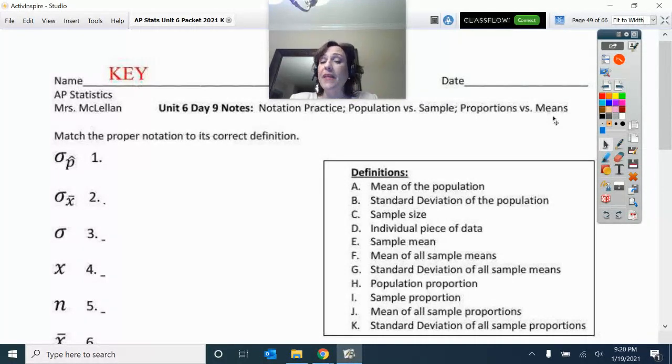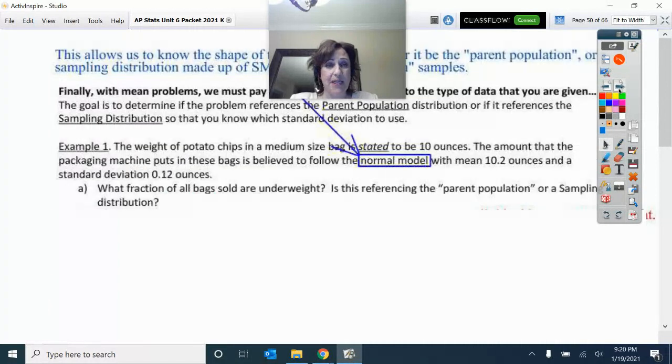Then we're also on the next page going to take care of some problems where, in order to compute the probabilities and such, we've really got to pay attention to: is this a problem about the population, or is this about the sampling distribution? Because when we do our normal model math, the difference between those will play into which standard deviation we use. Okay, so here we go.